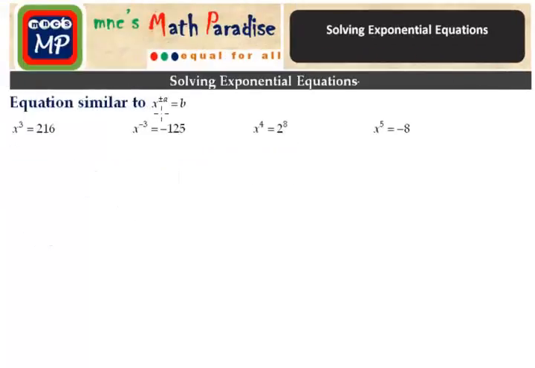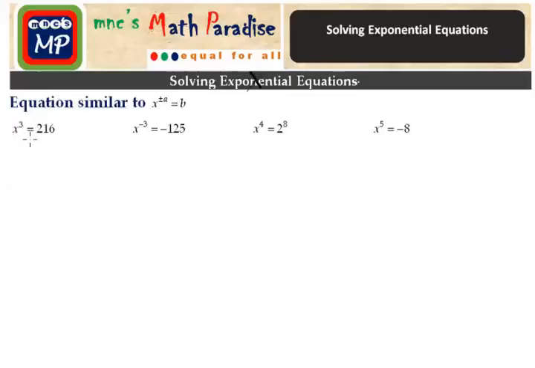Now we will solve some equations where x is the base and the power is either a positive or negative value. These forms of equation are not actually exponential equations, but we are doing them here because we will deal with some big powers like 3, 4, 5. So that is why we are dealing with these kinds of equations in this section.